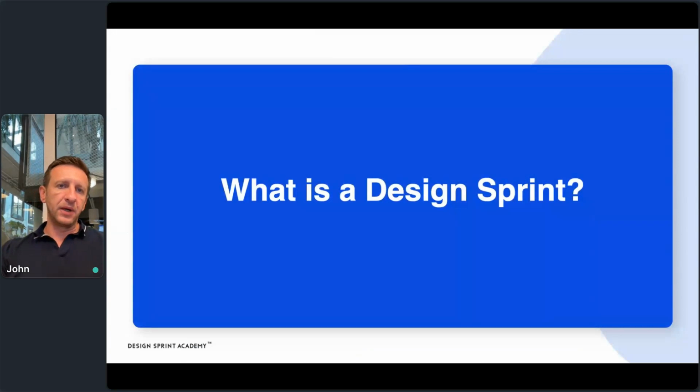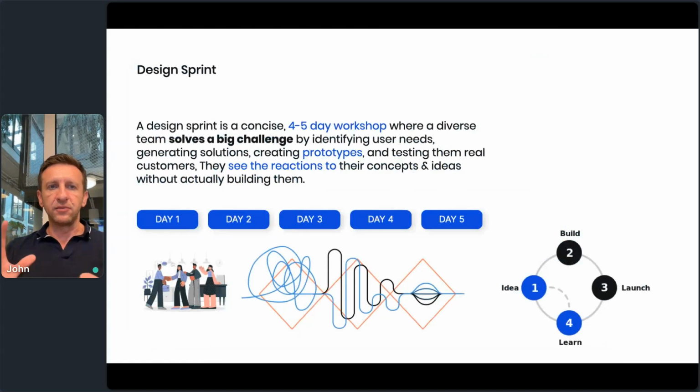I'm just going to start with something really easy. For those of you who don't know what a design sprint is, I just want to set the context, give a short definition to it, and then we're going to dive into the more complex stuff. So definition of the design sprint: it's a 4 or 5 day workshop where a team solves a big challenge.